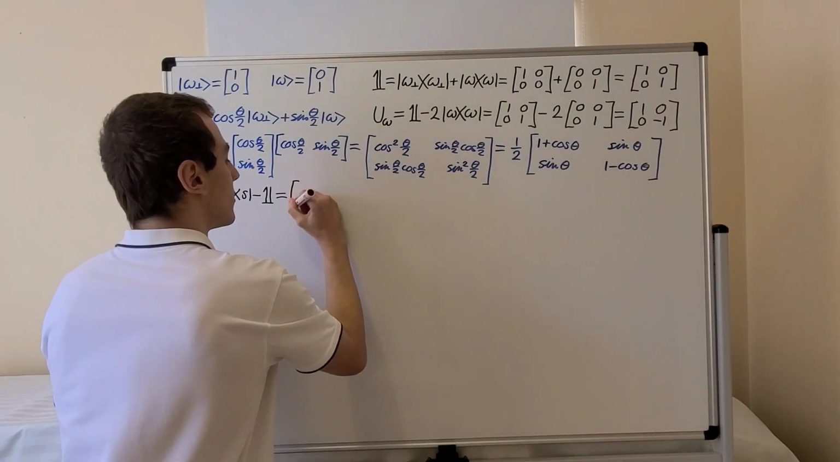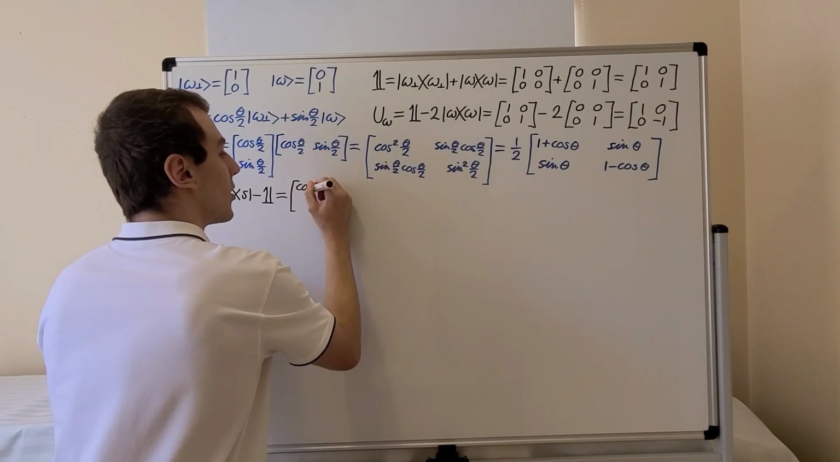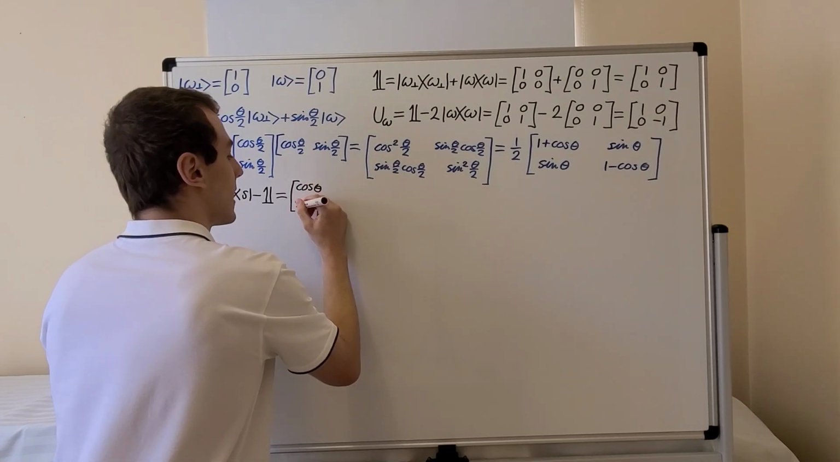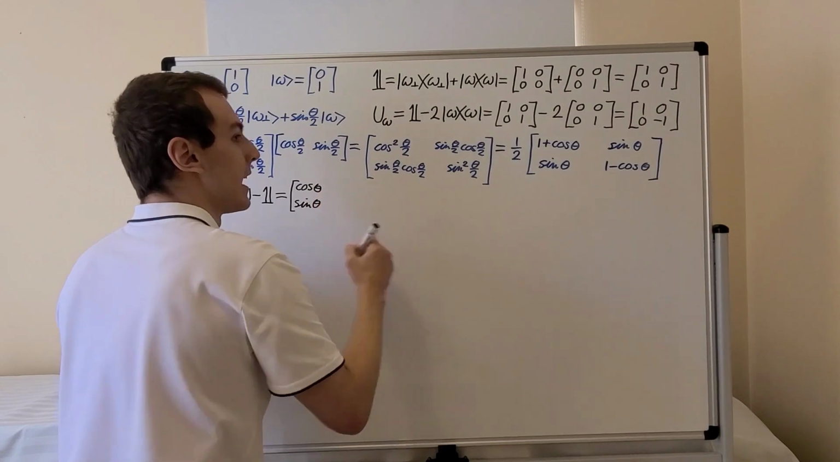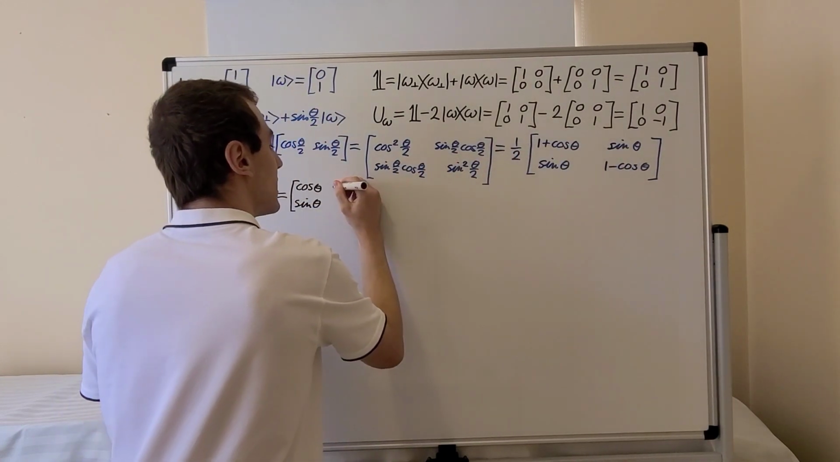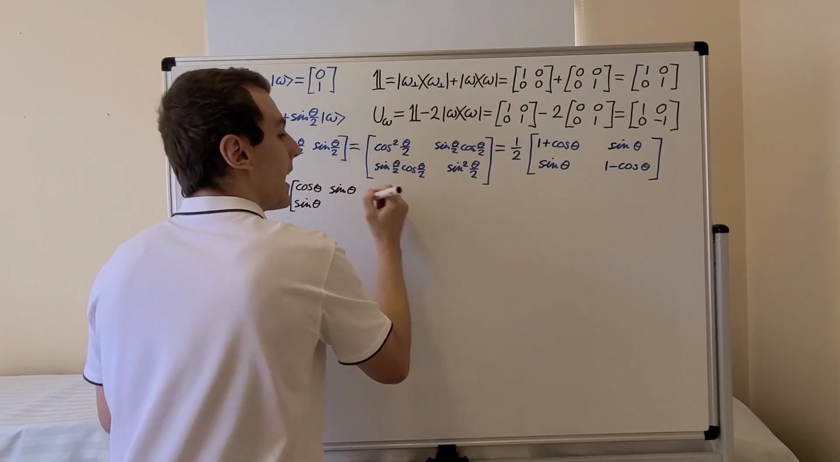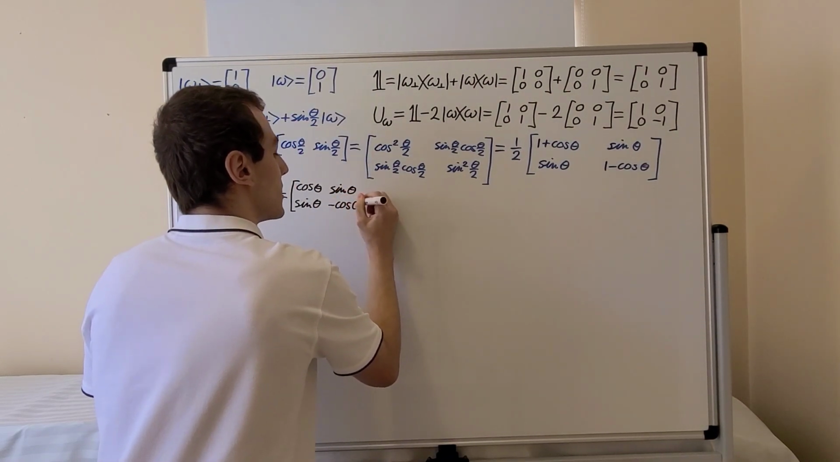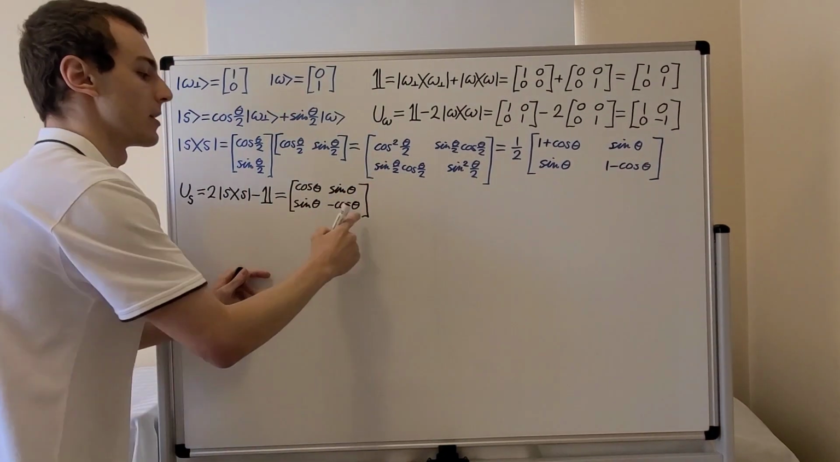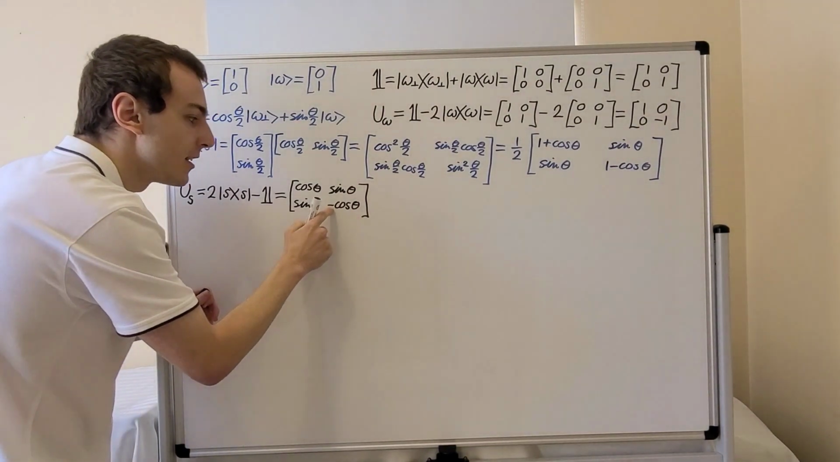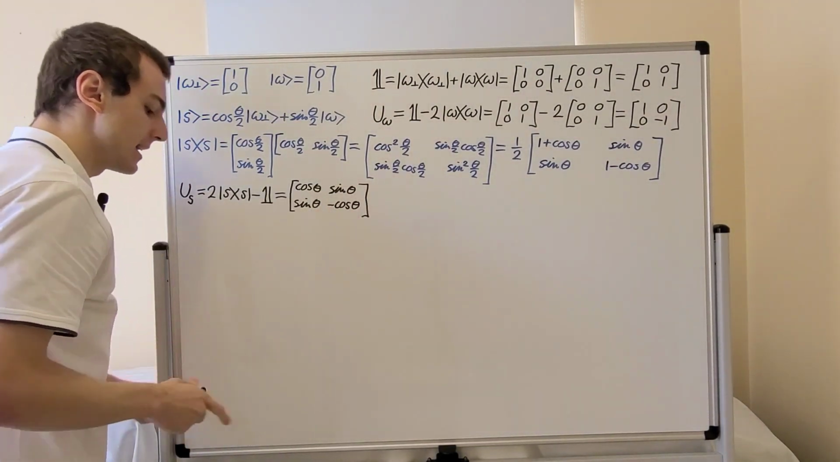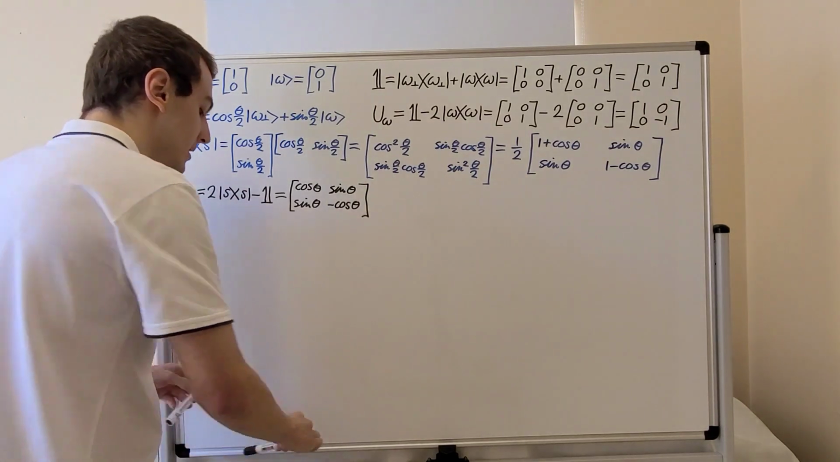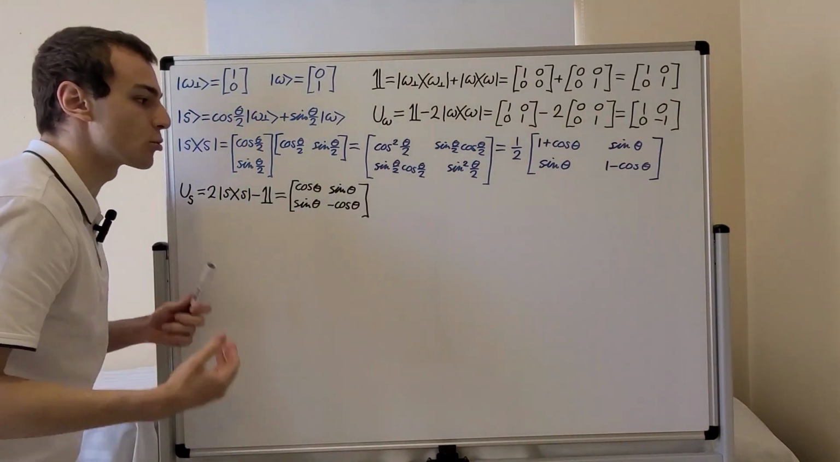Well, then we're going to have cosine of theta, sine of theta, and we'll also have sine of theta up here. And we're going to have minus cosine theta over here. So this is the 2 by 2 matrix that we're dealing with. So there's just a minus sign on this cosine. And next, what I want to do is define the Grover iteration.